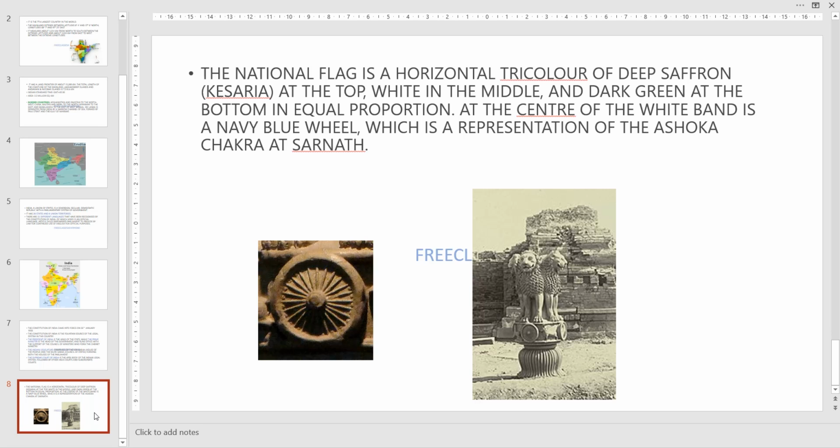And at the center of the white band, we will find a navy blue wheel. Okay. This chakra is a representation of the Ashok chakra at Sarnath. In the picture, you can see the Ashok chakra. From there only, we took the blue wheel which is in the white band of our flag.